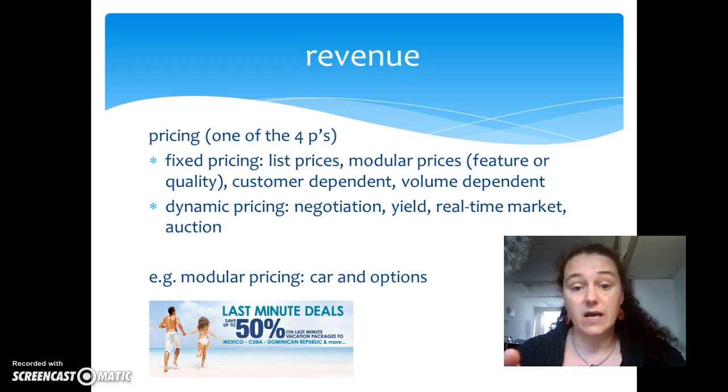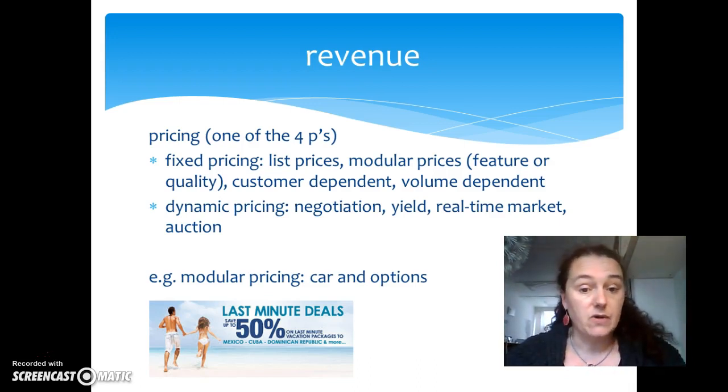So you have fixed pricing, where some items just have fixed list prices. They can be modular prices, so for example in a car you have the basic price of the car, and then something to do with spoilers or extra leather seats or whatever. Then there are modular prices that build up onto the basic price. There can be customer dependent prices or volume dependent prices. Of course, if you buy larger volumes, in general you get lower prices per piece.